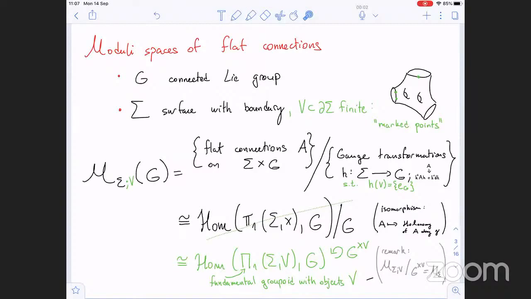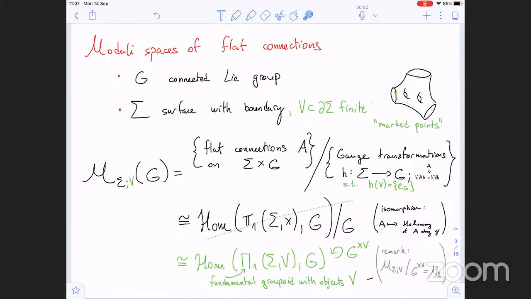And you can always just go back to the previous picture, because this space has a G action for each marked point. This is the gauge action we forbid, so it remains as an action. And if you just take the quotient, we recover the previous space.